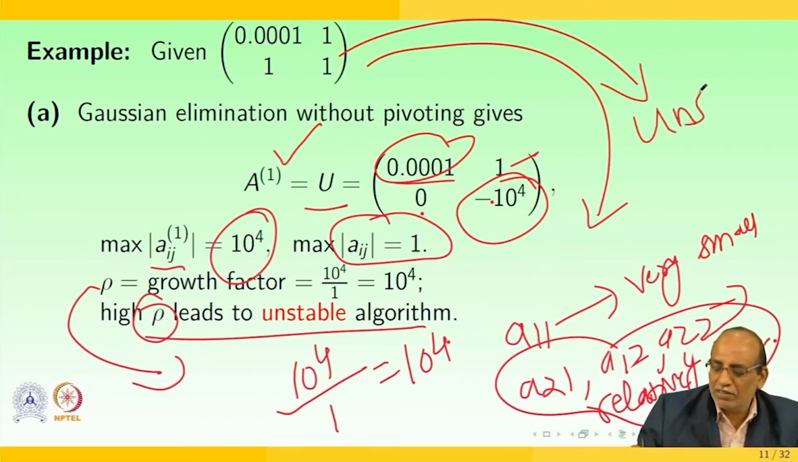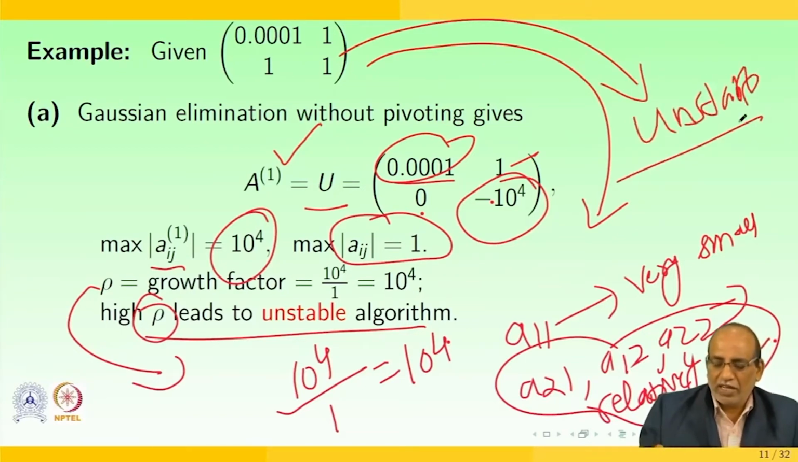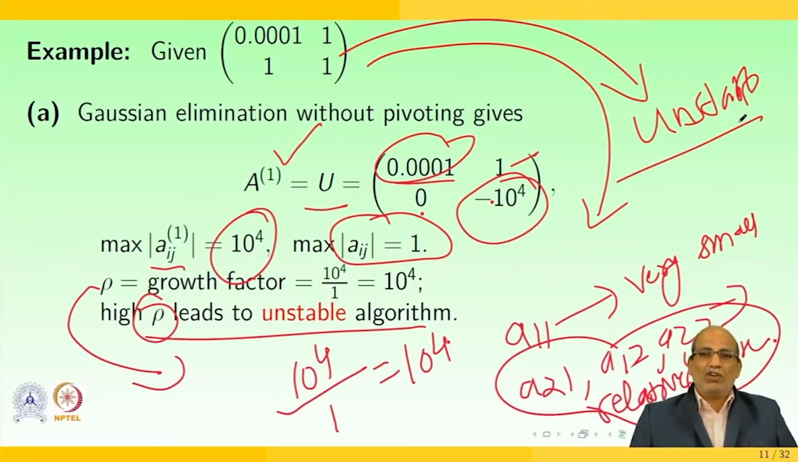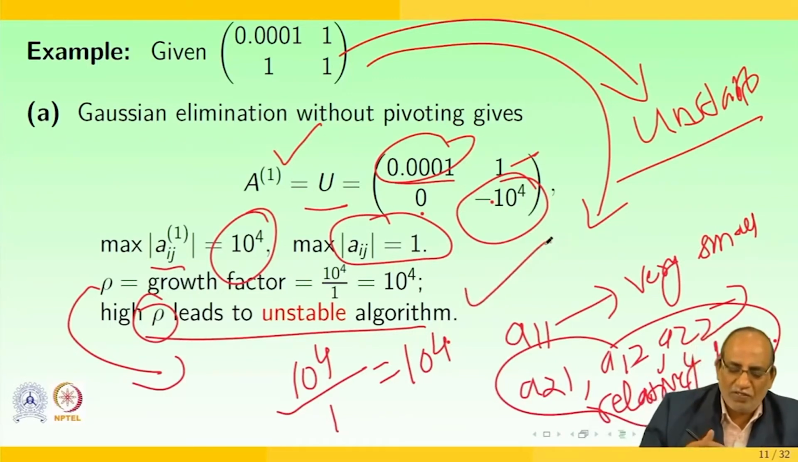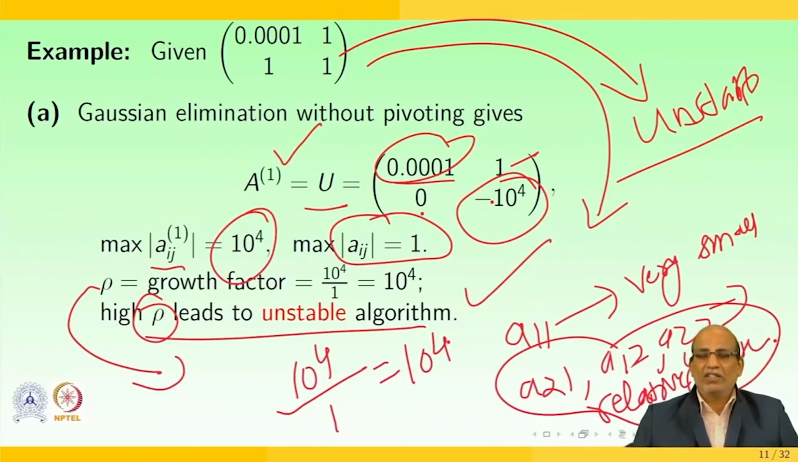So the conclusion is that Gaussian elimination without pivoting gives an unstable system. So the matrix is 0, 0, 1, 1, 1, 0, 0, 1 and 1. We compute the growth factor from A1, U, and we find the growth factor is almost close to 10 power 4. So a high growth factor will lead to an unstable system. Therefore it is very necessary to look into pivoting.